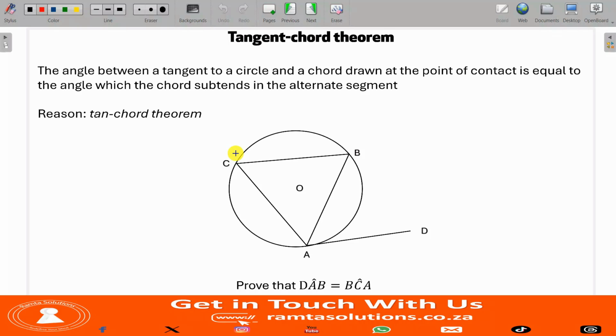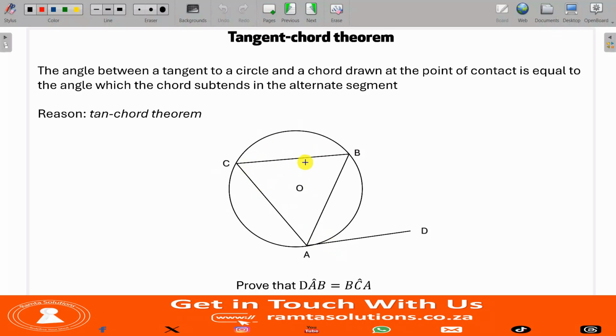We are given information, as you can see on the circle, that we have a center O and a tangent AD that is touching the circle at point A. Then we have chord AB, that is subtending angle C. Chord AB subtending angle C makes a triangle. Our duty is to prove that angle DAB, this angle here, is equal to angle BCA, this angle here.